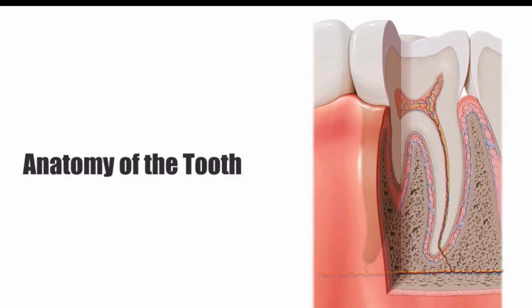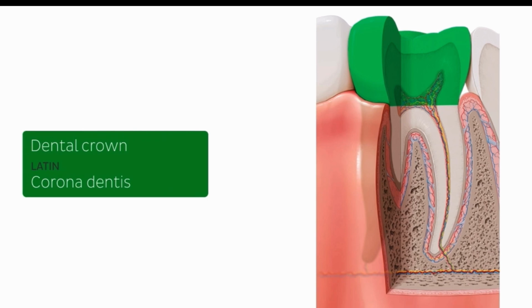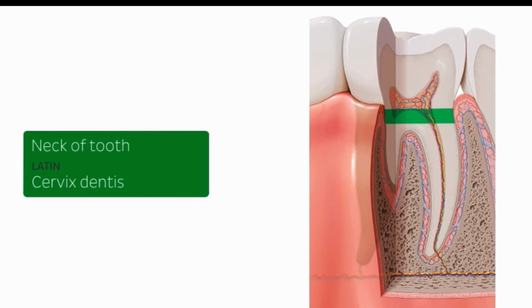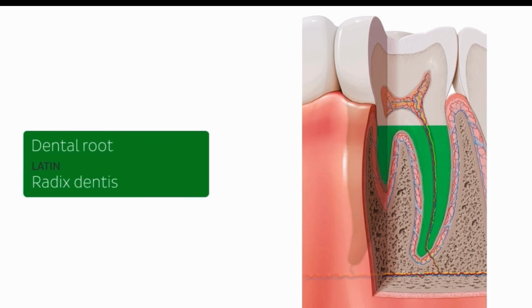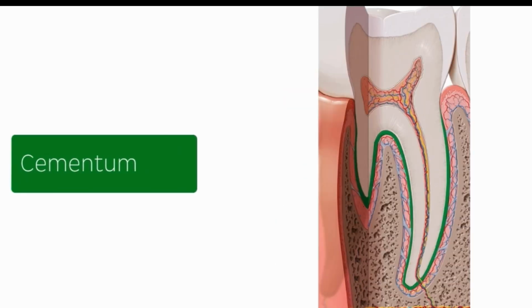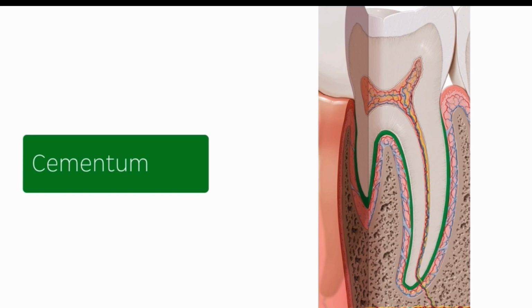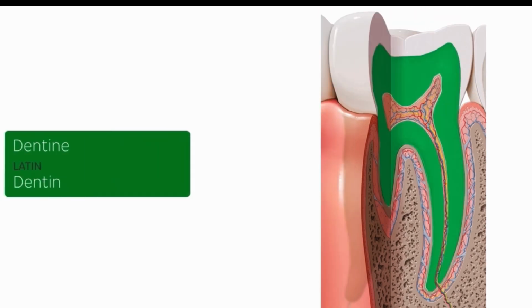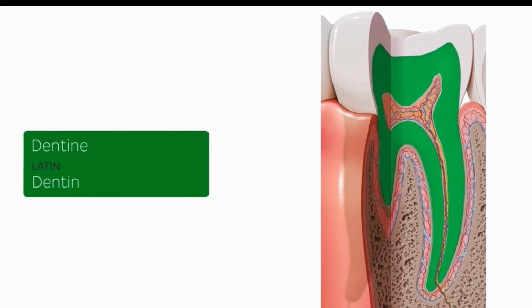Now let's break down the tooth. The tooth consists of 3 parts: the crown, the neck, and the root. The substance that makes up the crown is called enamel and is the hardest material in the body. The root of the tooth is covered in a layer called cementum and has more of a yellowish hue than the enamel. Inside of the outer shell of the tooth, you will find the dentin.